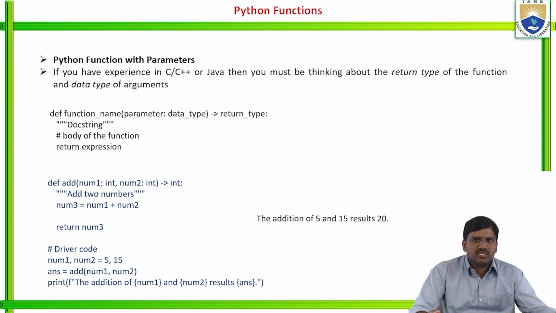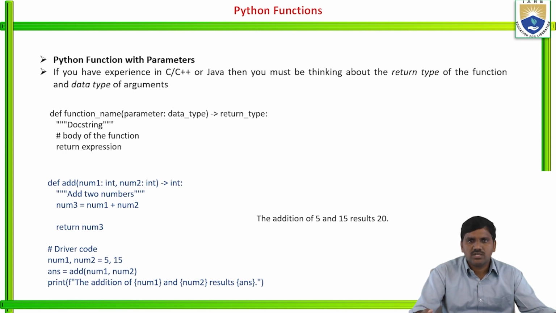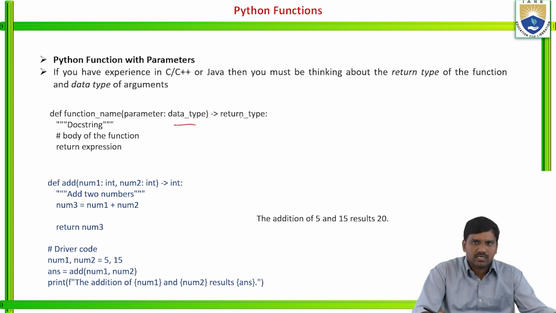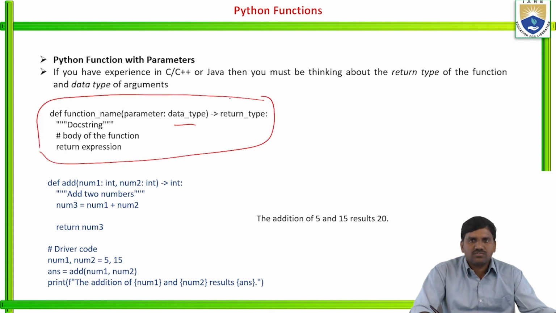Before that, if you have experience in C, C++ or Java, then you must be thinking about the return type of the function and the data types of the arguments. If you have enough knowledge in those languages, you can go through that for return types. So the syntax is: definition, function name, parameter, data type, and return type. These are called doc strings or document strings. Then the body of the function, and the return expression. This is the main syntax of functions with parameters.